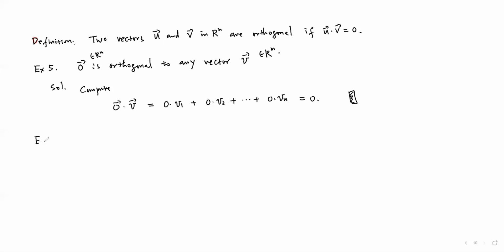Example number 6. Determine whether the following vectors, vector U, 3, 2, negative 5, 0, are orthogonal. These are 4-dimensional. We cannot plot this vector.